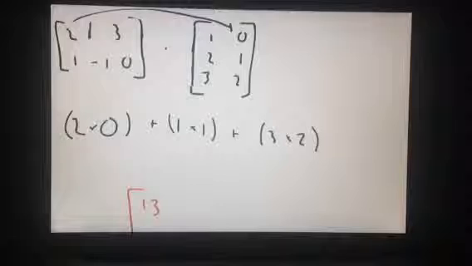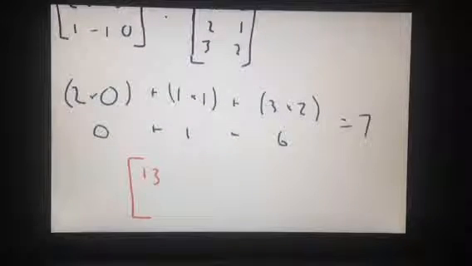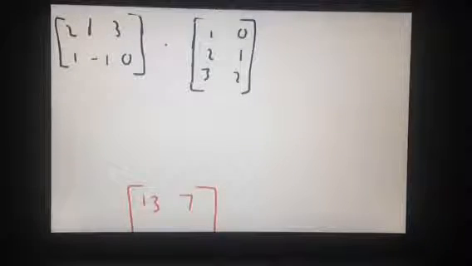So you take 1, multiply it by 1, you take negative 1, multiply it by 2, and then you take 0 and multiply it by 3. And with that, you get 1 plus negative 2 plus 0, which will give you negative 1. You put the negative 1 in the bottom left corner of our 2 by 2 matrix.